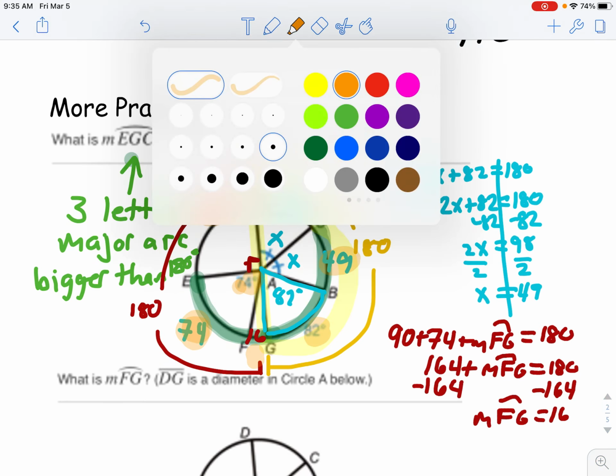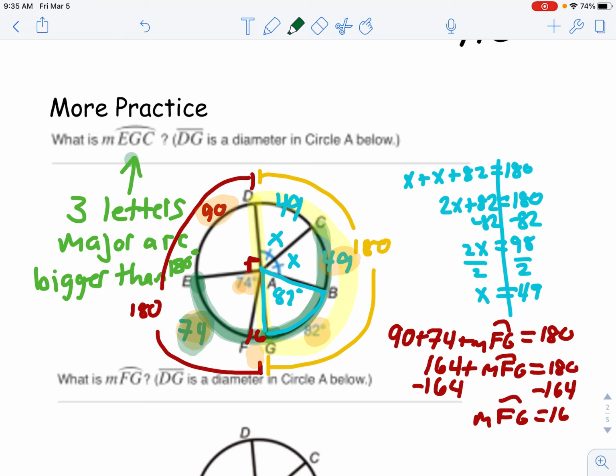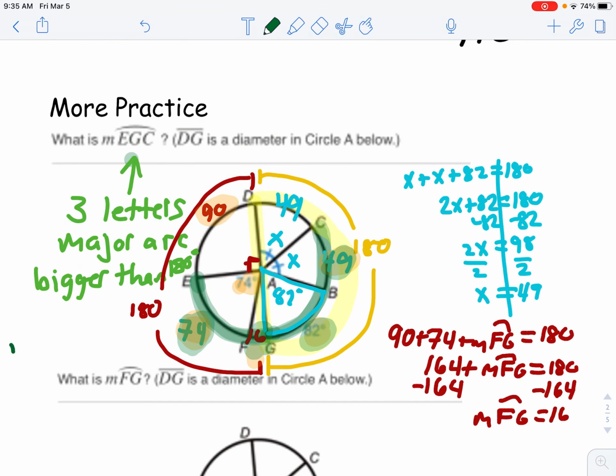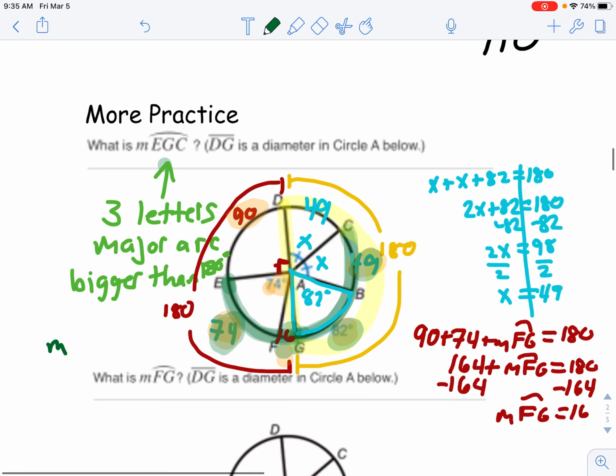So now it's really just adding it all together: 74 plus 16 plus 82 plus 49. I'm going to write it over here, where the measure of arc EGC is 74 plus 16 plus 82 plus 49.